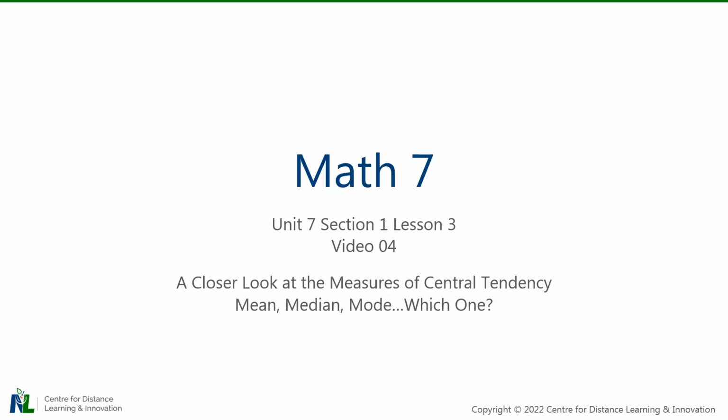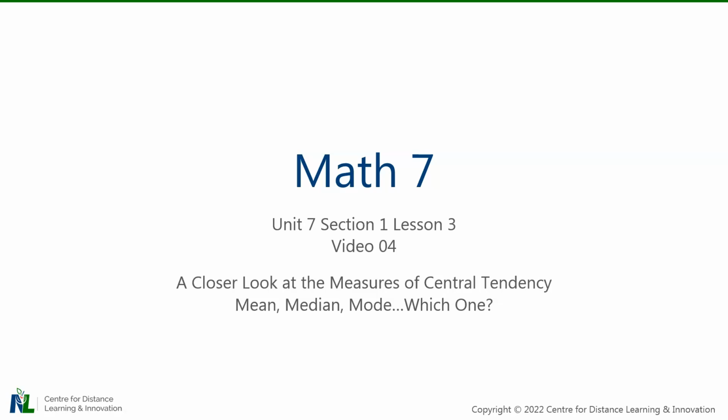In video 4 of the third lesson in section 1, we will take a closer look at the mean, median, and mode for a data set and discuss which measure of central tendency should be used in various situations. All three values are considered averages. But are there instances when mean should be used to represent the data instead of median or mode? Or are there cases where median should be used rather than mean or mode? And when is mode most useful?